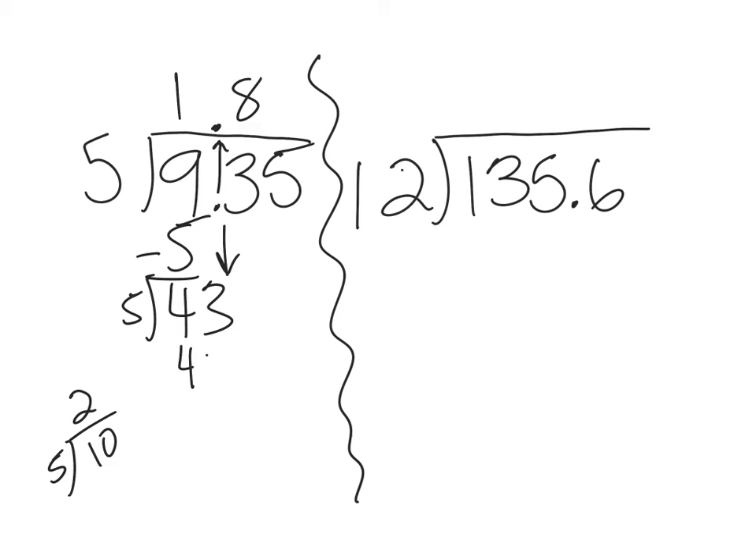8 times 5 is 40. We're going to subtract here, have 3 left over. We're going to compare and bring down one more time. And then now when I bring down that 5, those facts should really be kind of coming back into play here. You know that that's a fact that's going to go in equally. 5 can go in equally to 35 7 times.